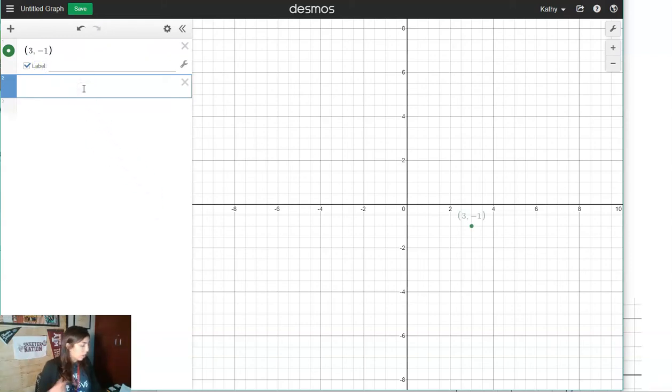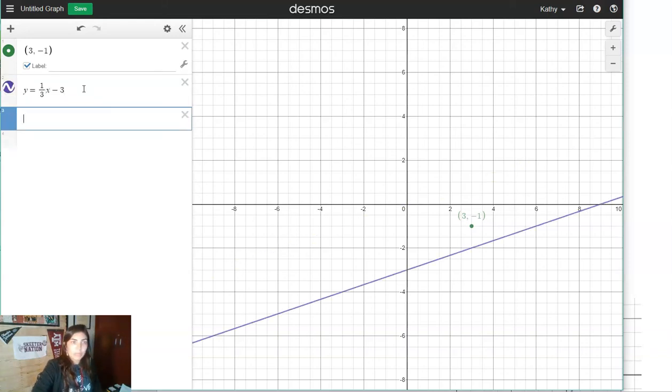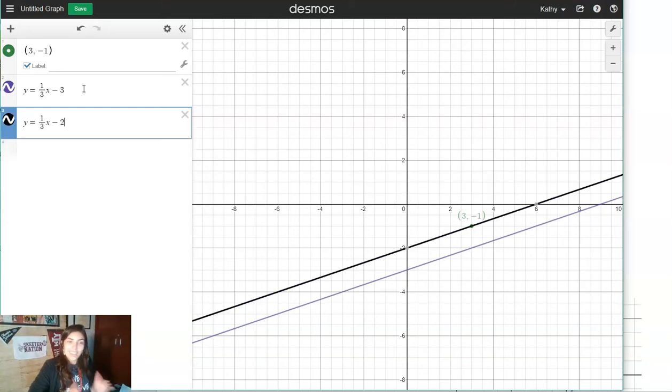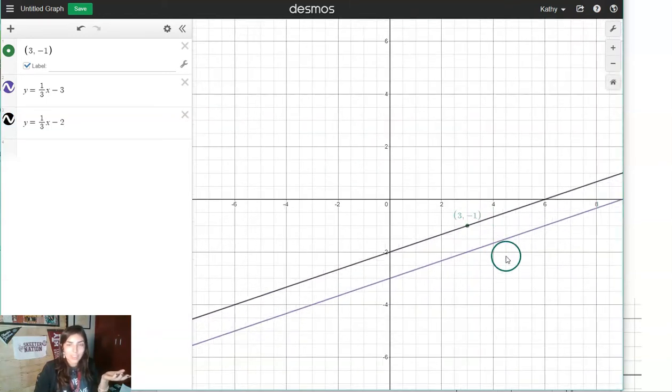That's the point we want our line to go through, and we want our line to be parallel to y equals 1/3 x minus 3. Now we think that the equation y equals 1/3 x minus 2 is going to do it. Does it visually go through the point, and is it parallel to the purple line that we started with? Yeah, it crosses through the point and it's parallel. We did it right. We can visually check our work.